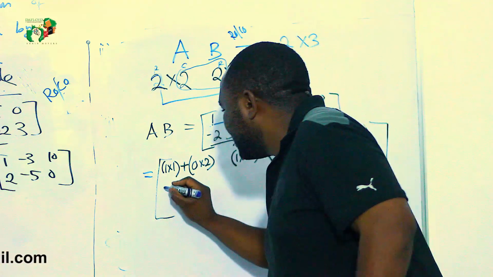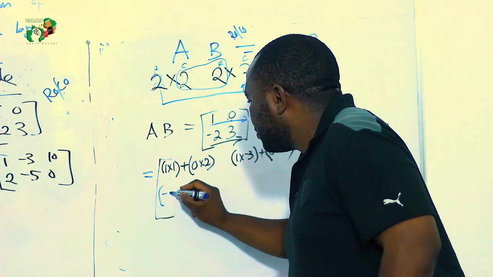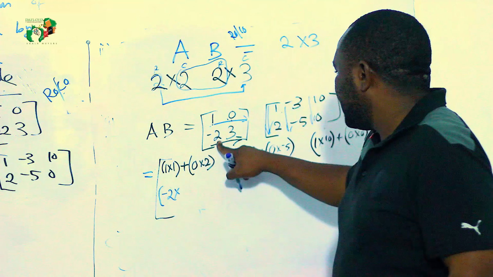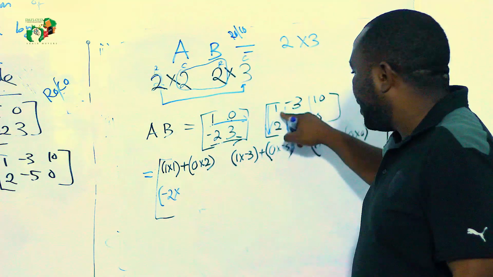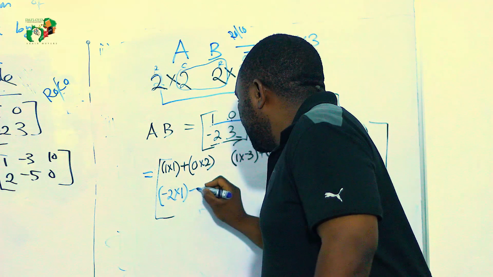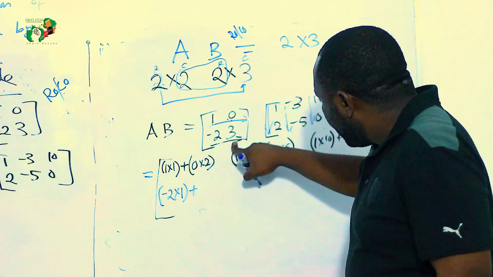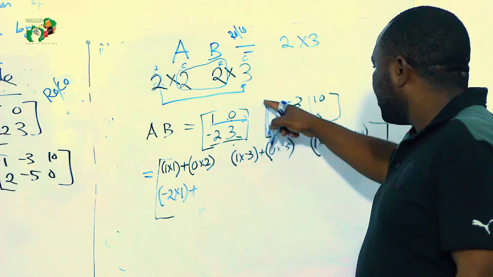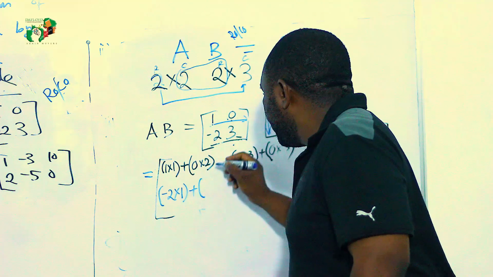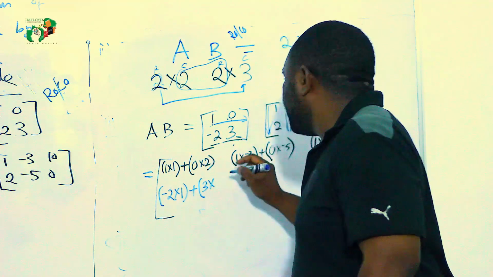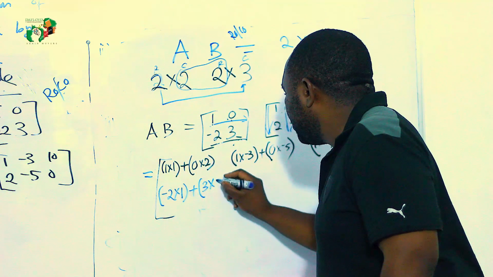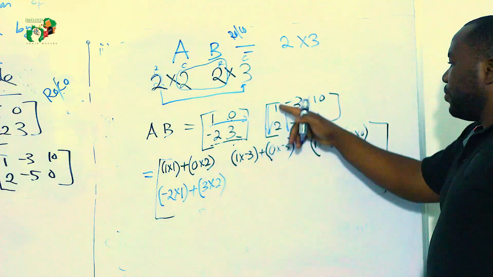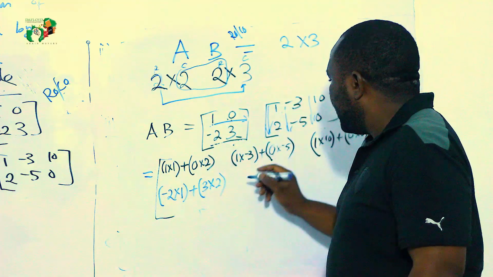So we start again, we say negative 2 times 1. Then we say plus 3 times 2. This row has gone into that column. So it will be 3 times 2. We have finished. This row has gone there. We go to the next one.